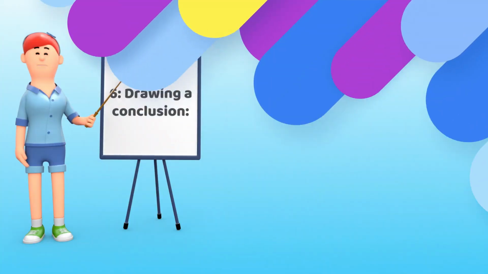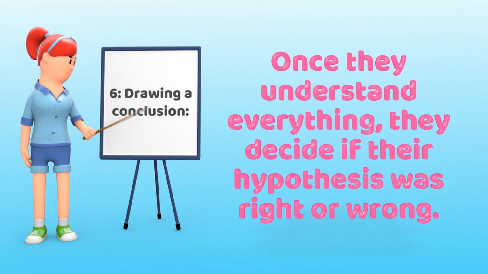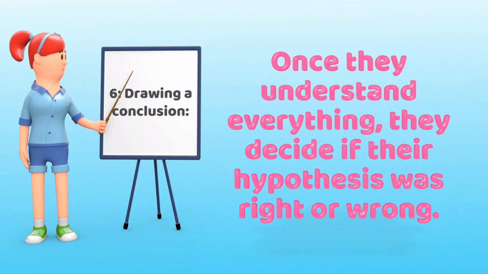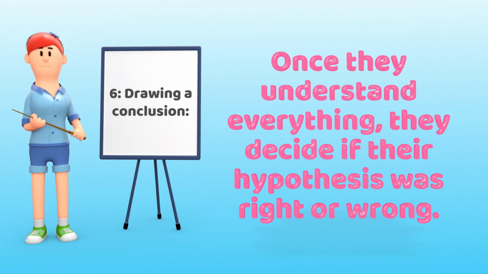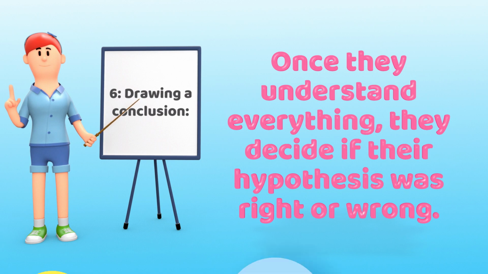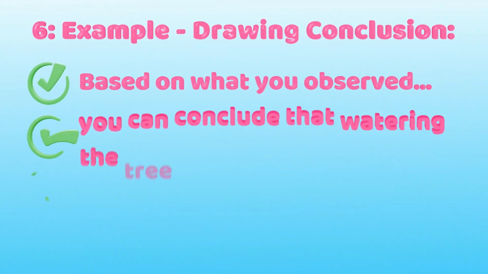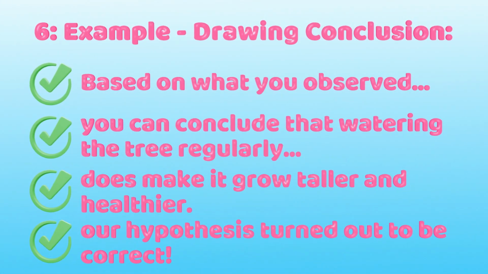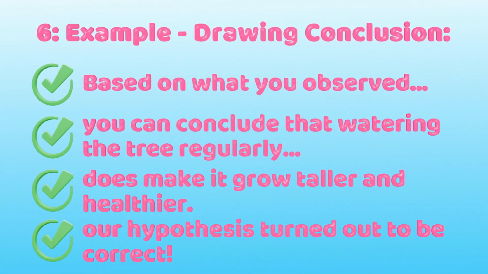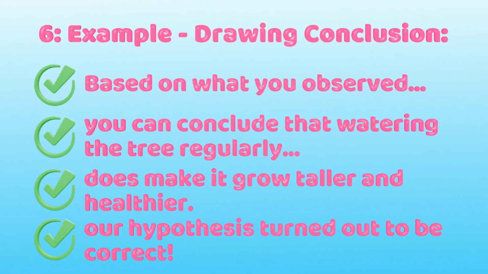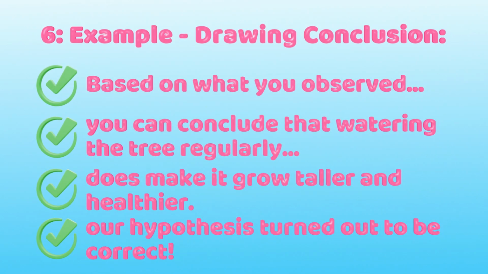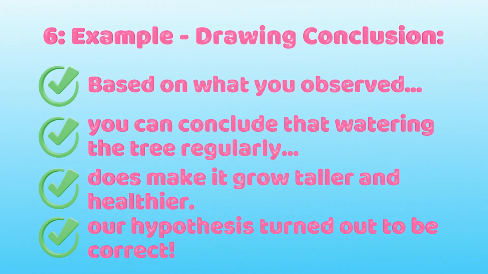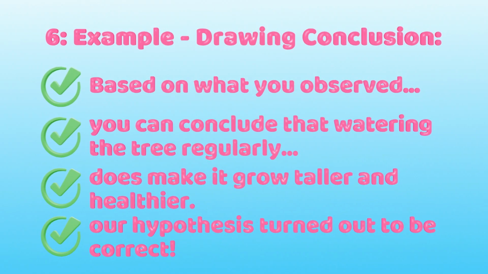Number 6, drawing a conclusion. Once they understand everything, they decide if their hypothesis was right or wrong. For instance, based on what you have observed, you can conclude that watering the trees regularly does make them grow taller and healthier. Your hypothesis turned out to be correct.